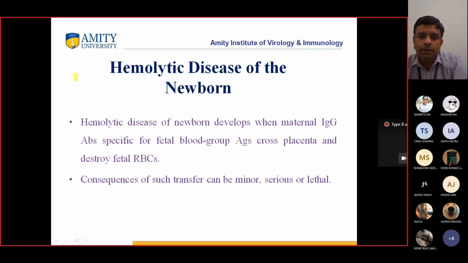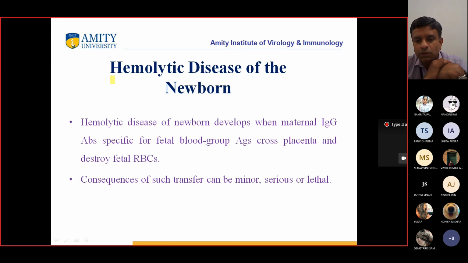Now, another disease or reaction associated with type 2 hypersensitivity is hemolytic disease of the newborn. Again, you can see this is hemolytic, so basically it will also target the RBCs, right? But this disease is of the newborn, so the fetus is in danger in this case, right?